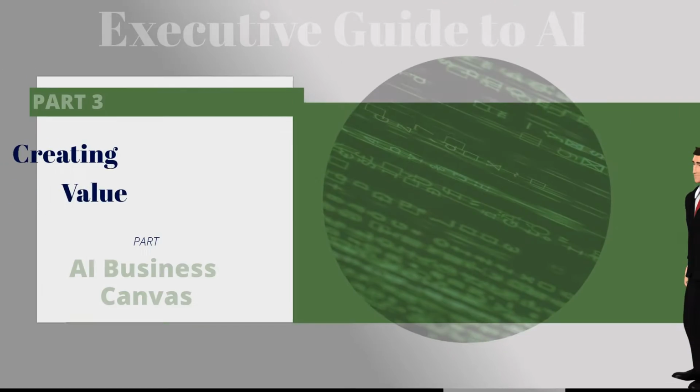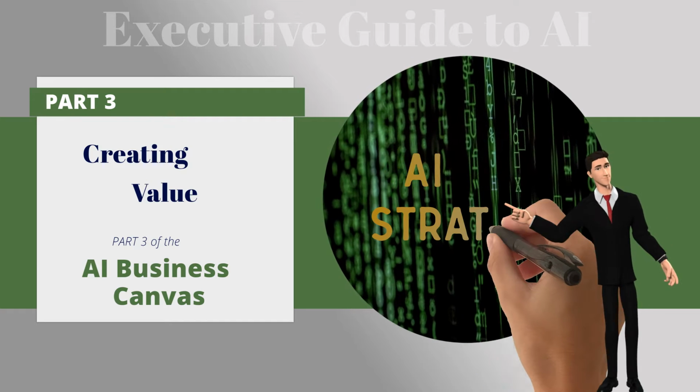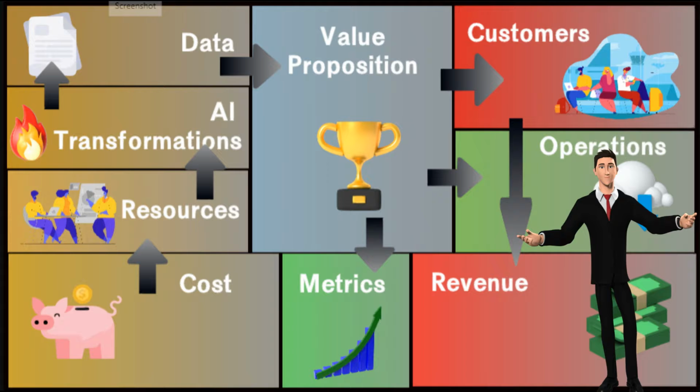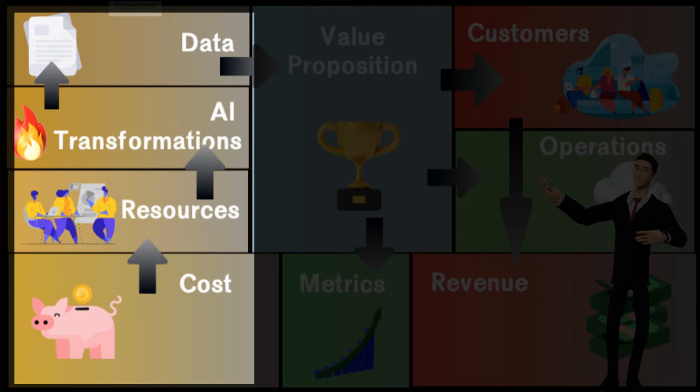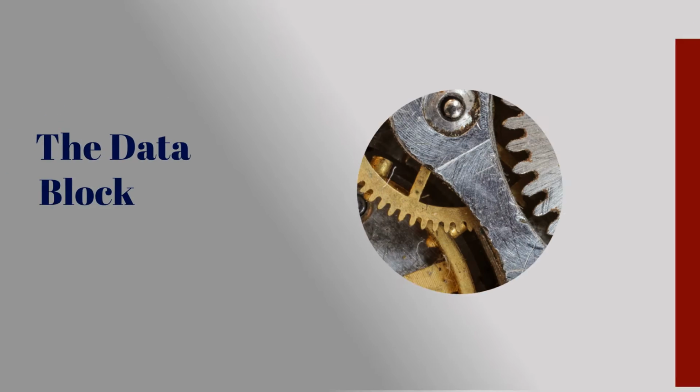This episode, the AI Business Canvas, is a technique that helps you create and communicate your AI strategy. This is Part 3, where we explain the different interrelated blocks that make up the AI Business Canvas. Next, we look at how we create value.